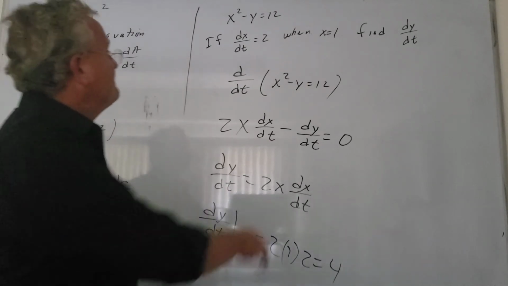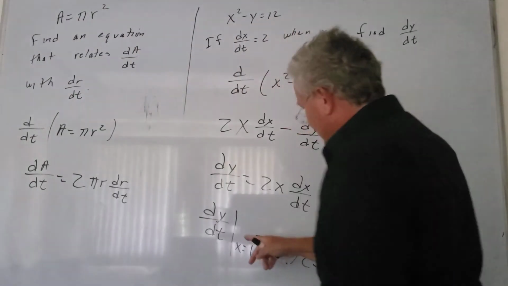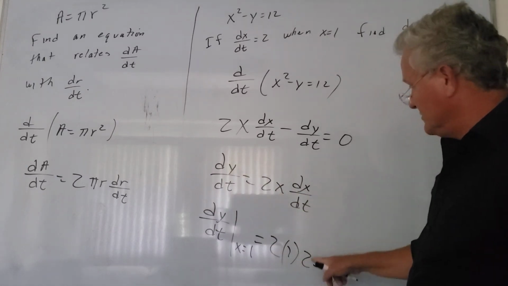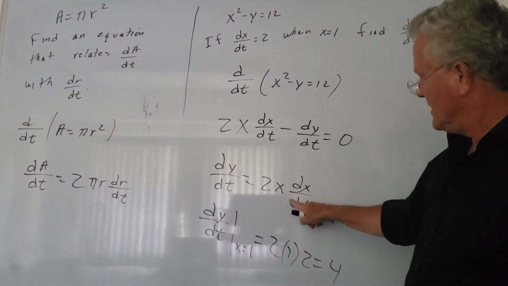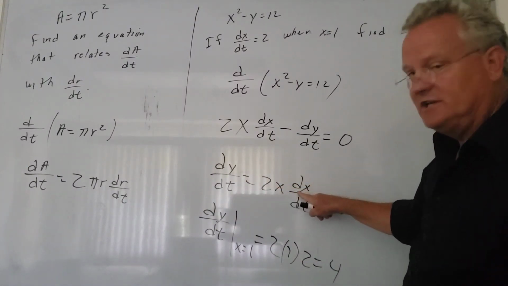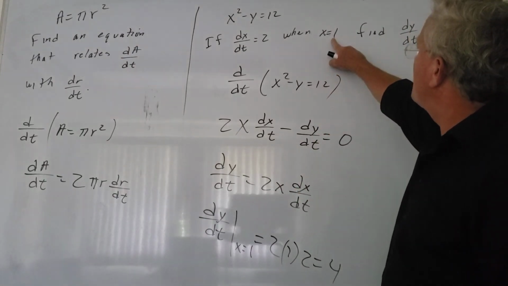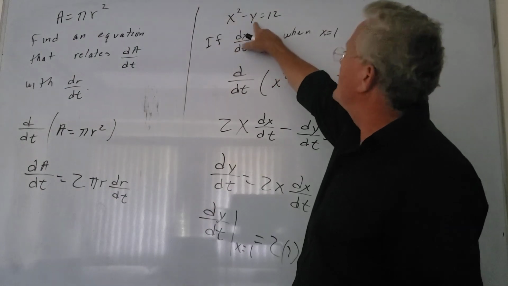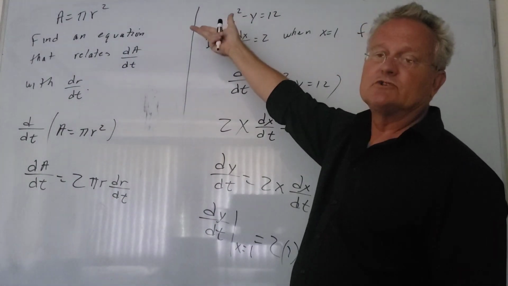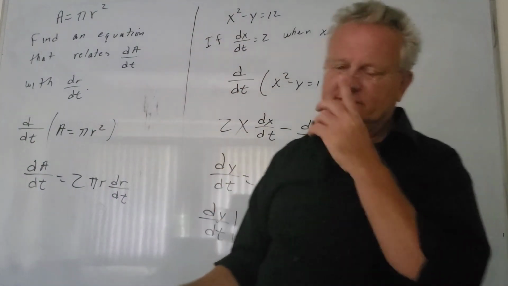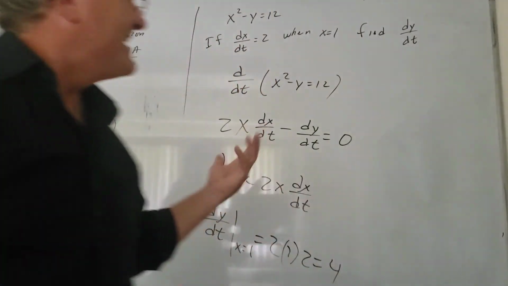Now sometimes, let's say if we took the derivative of this and we had a y over here in addition to x and dx/dt, what would we do? Well, we could just plug in 1 for x and find out what y is when x is 1. That's all you've got to do in cases like that.